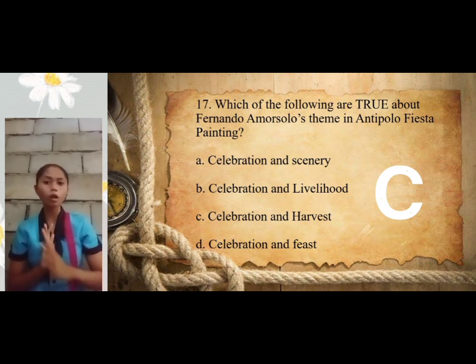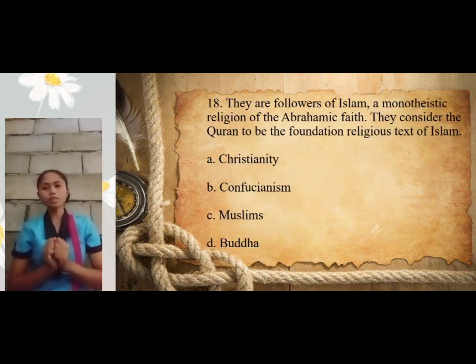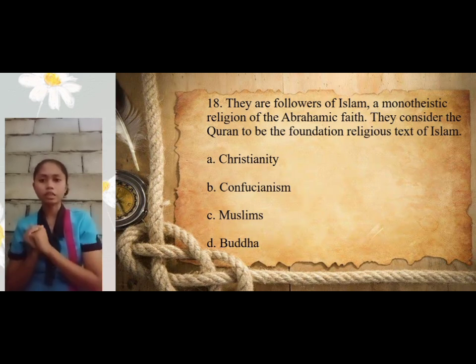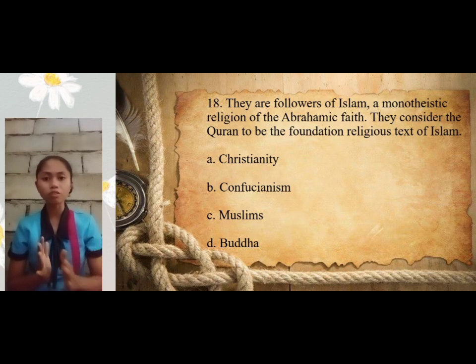So, the Antipolo Fiesta painting is about celebration and harvest. So, let's proceed to number 18. They are followers of Islam, a monotheistic religion of the Abrahamic faith. They consider the Quran to be the foundation of religious text of Islam. So the answer is Muslim.